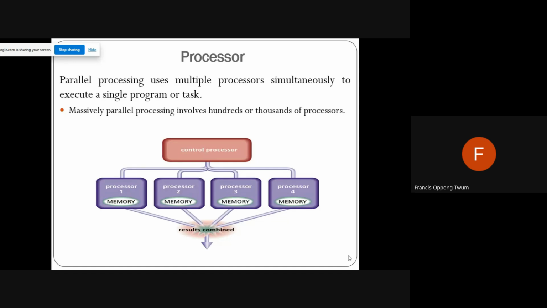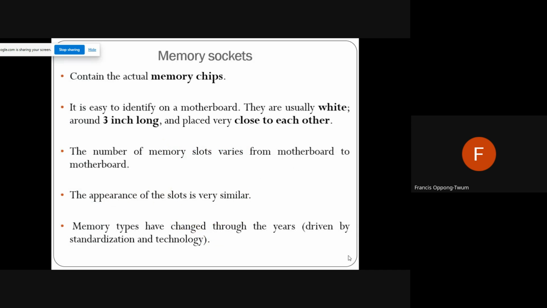So we have processor 1 with one memory, processor 2 with another memory, processor 3 with its memory, and processor 4 with its memory. When we do that, we are implementing parallel processing. When you combine the results, the output is fast, because the processor is going to process fast.